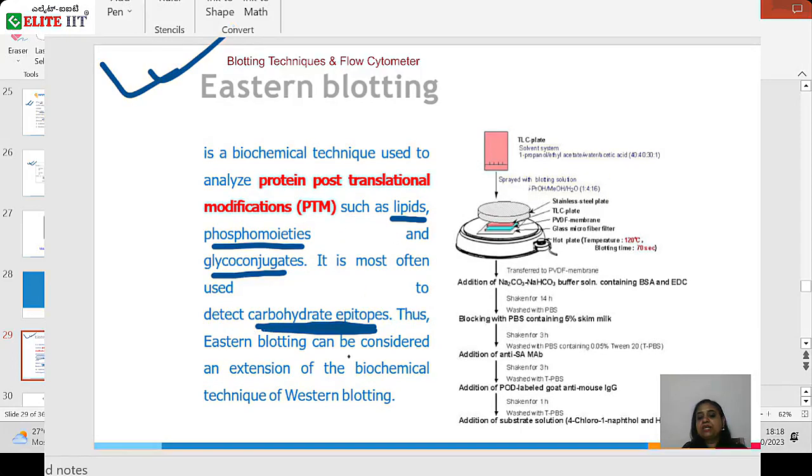Thus, Eastern blotting can be considered an extension of the biochemical technique of Western blot. It's almost like a Western blot, but it is specific for the carbohydrate, sorry, for the carbohydrate moiety.